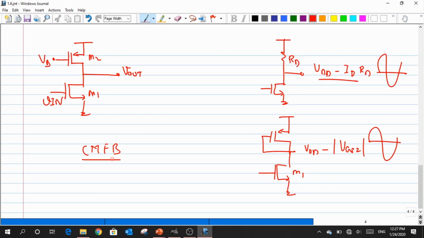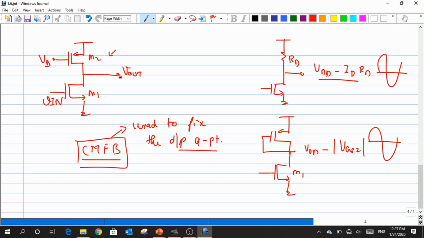This common mode feedback is used to fix the output Q point, only for current source loads. Please make sure of that, because here nobody is there to control my output Q point. It can be any level. So we need an extra circuitry to deal with it. That extra circuitry is called common mode feedback, and that will help us fix the output Q point to a desired value. Say for example, I want this output Q point to be fixed at VDD by 2, we can do it with that network. Does it make sense?